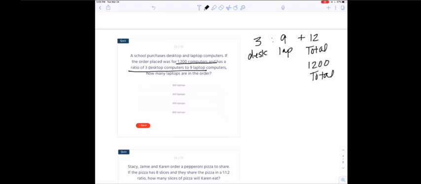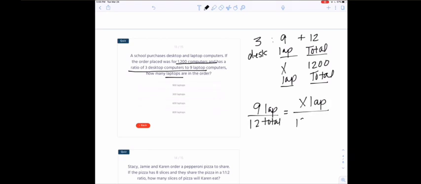So I am using that total. What does it ask us for? The number of laptops. So we're going to use the laptops, not the desktops. So lap, total. My first fraction comes from my ratio. So 9 laptops to 12 total is equal to x laptops, because we don't know how many there are, out of 1,200 total. Now that I've done that, I'm going to cross multiply.